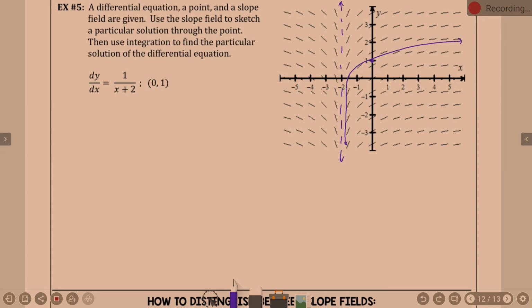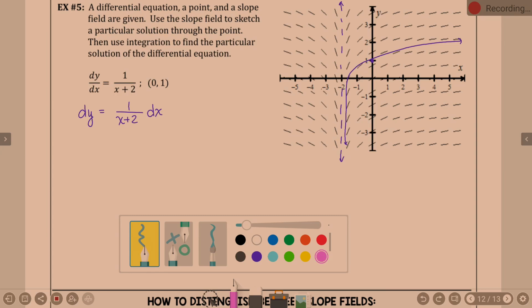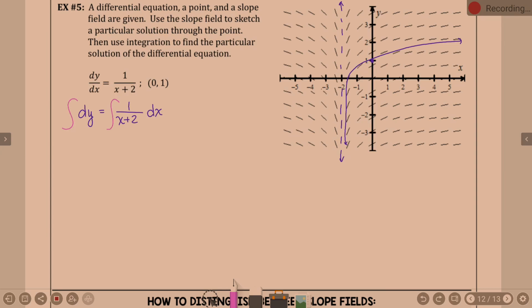Let's solve this. In order to integrate, we need to separate our y and x. So dy is going to be equal to 1 over x plus 2 times dx. We're going to integrate. What's the integral of dy? y. What's the integral of 1 over x plus 2?